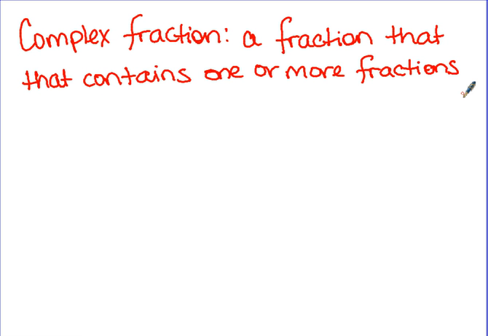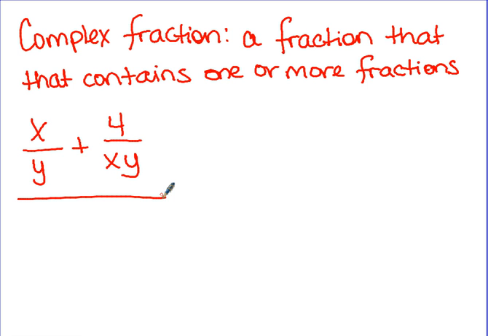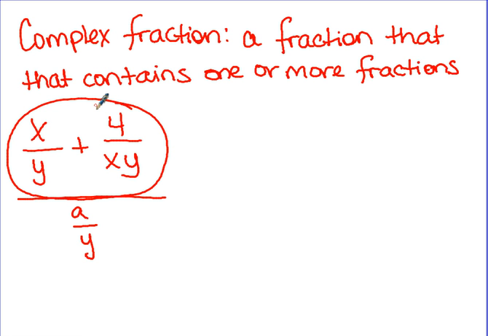We're going to do just one example together, and then I'm going to have you do one on your own. The example that we're going to work together is x over y plus 4 over xy, all over a over y. When we had done complex fractions before, we had divided the numerator by the denominator. We're going to do the same thing, but before we can divide, we need to simplify this numerator by adding.